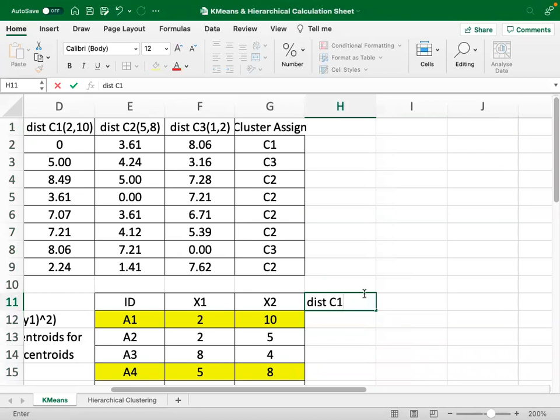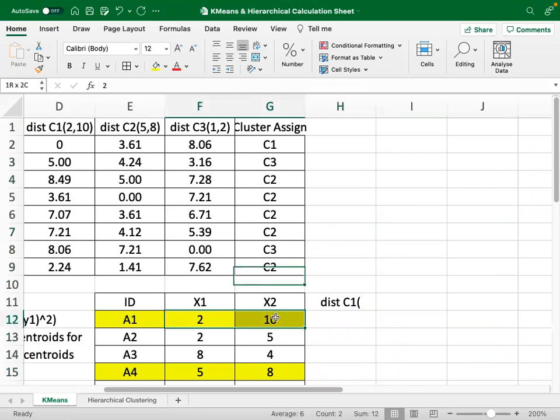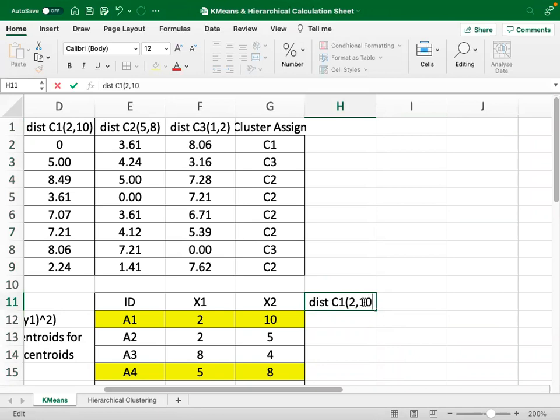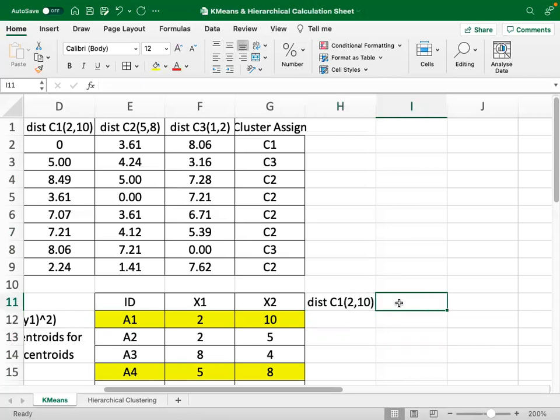Best C1. Now, cluster 1, we have only one observation, right? That means 210. 210 is the centroid for cluster 1 because we have only one observation. Dist for cluster 2.